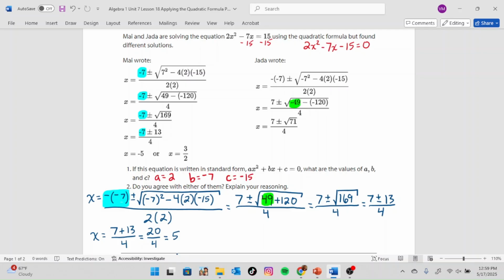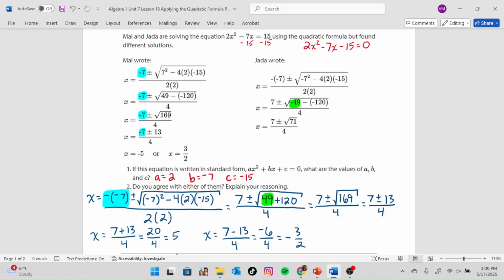Notice that in my solution, she got negative 5 instead of positive 5. Now, the other solution is 7 minus 13 divided by 4. 7 minus 13 is going to be negative 6, and we can simplify this to negative 3/2. Again, notice that my solution got positive 3/2 instead of getting the negative 3/2.